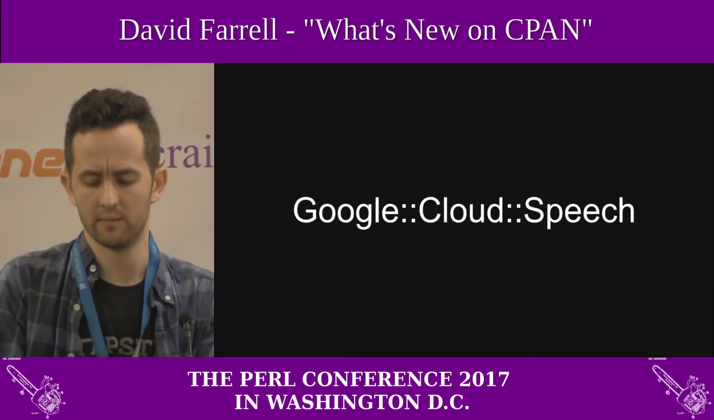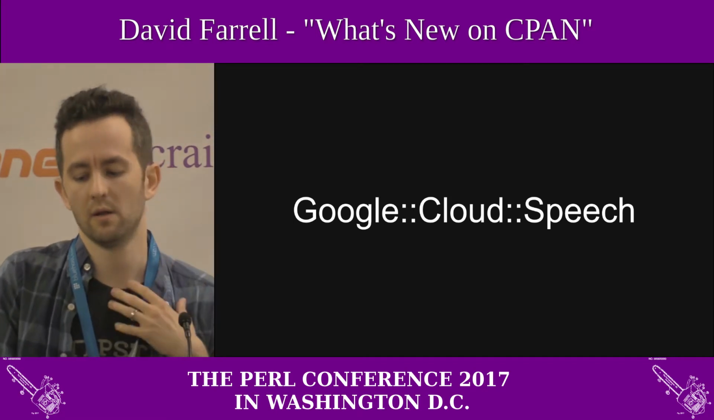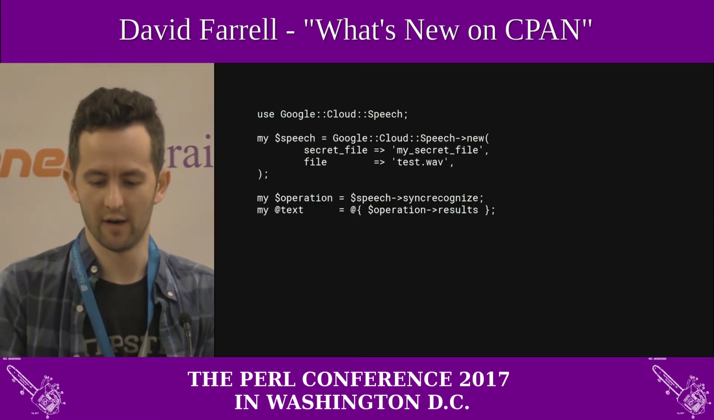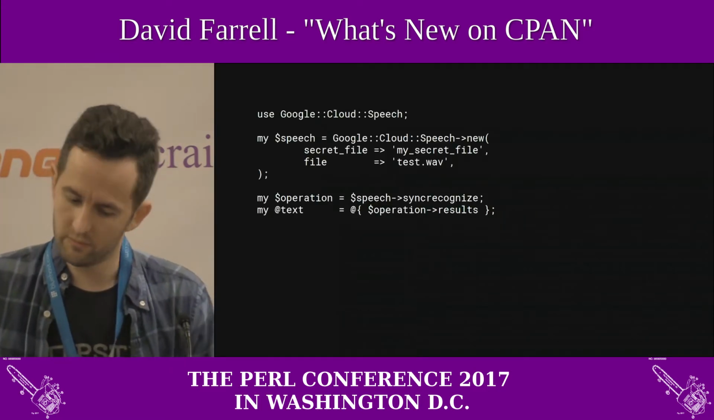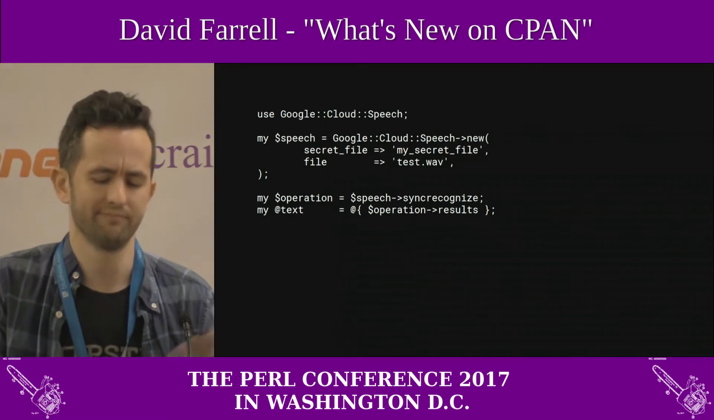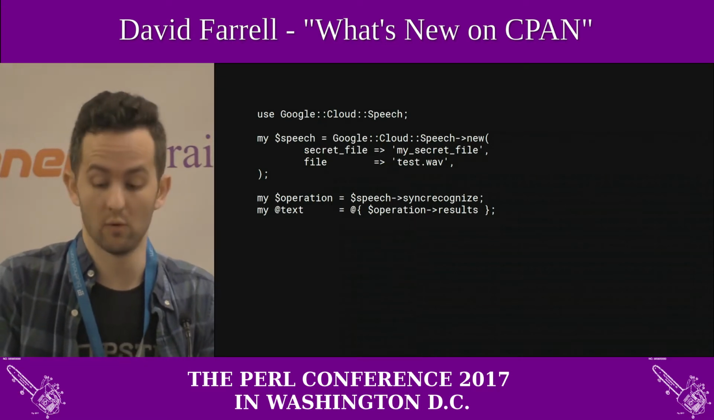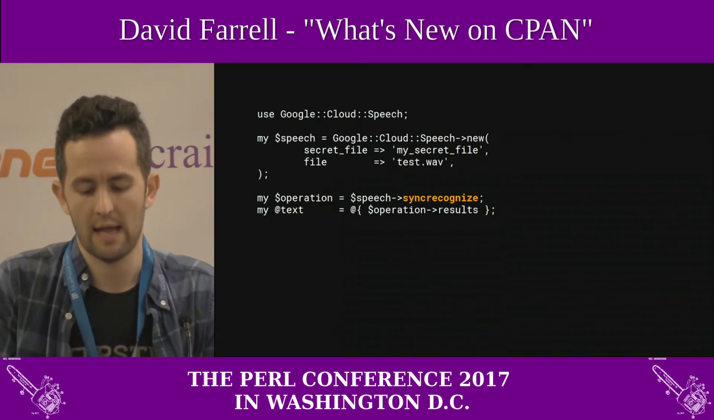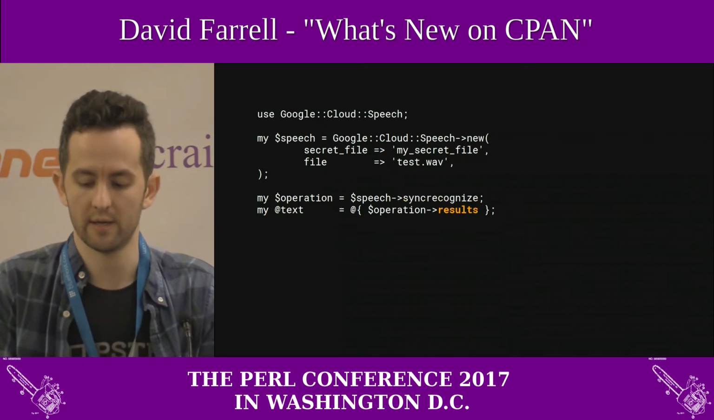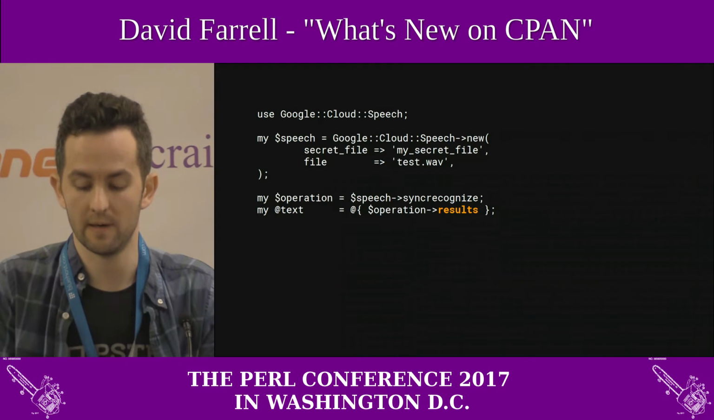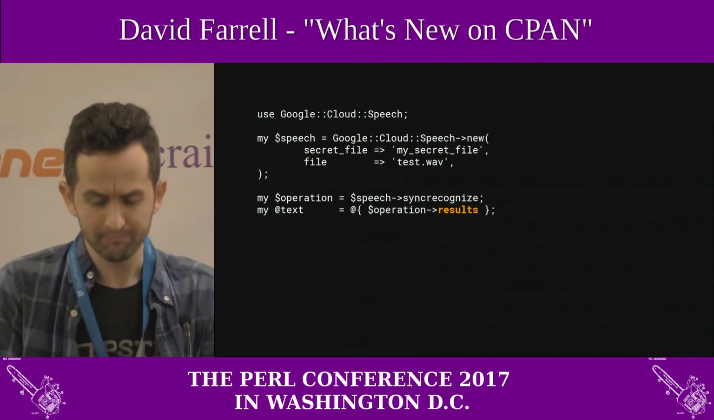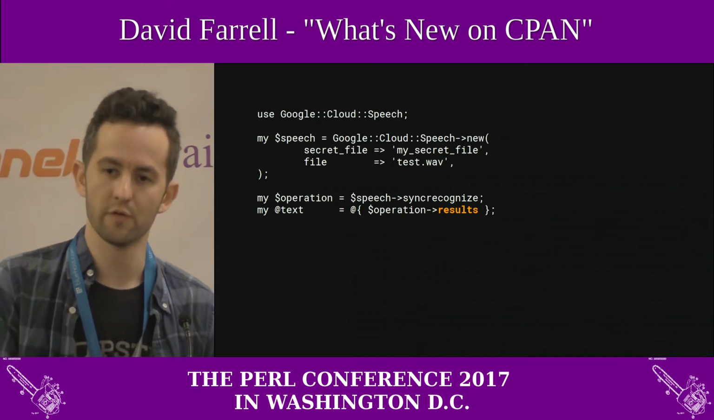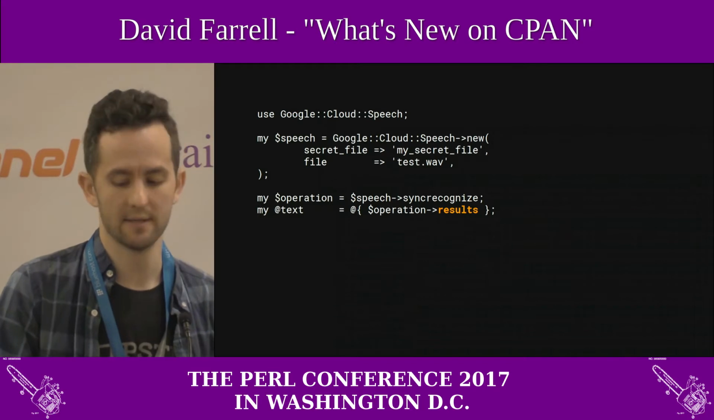Google Cloud Speech is a module that works with Google's audio transcription service, which is really cool. And you use it like this. You construct a new speech object, you pass your secret file and a file path to the audio that you want to transcribe, and you call the sync recognize method, and you get an operation object whose results method returns an array ref of the transcribed text. It also has an async recognize method. So if you want to kick off the processing, do something else, and then get the results later, you can do that too.